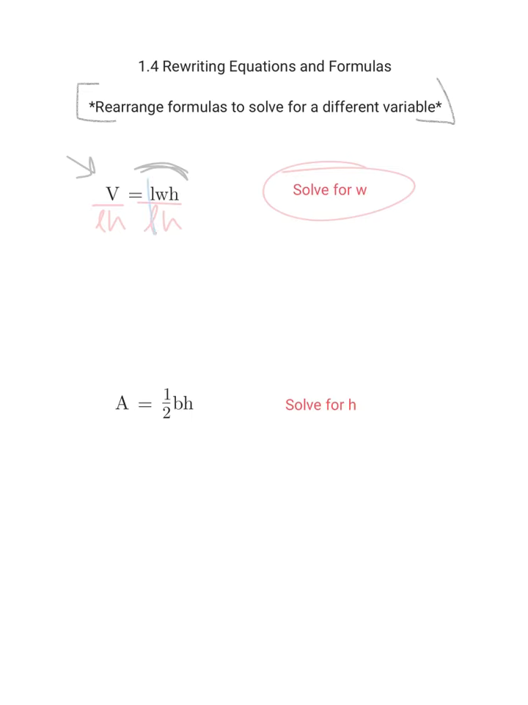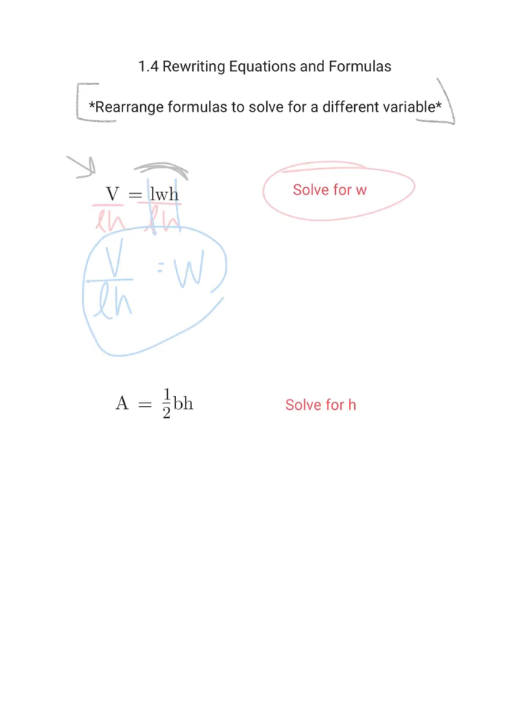The L's will cancel and the H's will cancel, and you're just left with W equals V, volume, divided by length times height. And you are done. This means if you want to find the width of a rectangular prism, you take the volume and you divide it by the length times the height. You've solved this equation for one variable in terms of the others.